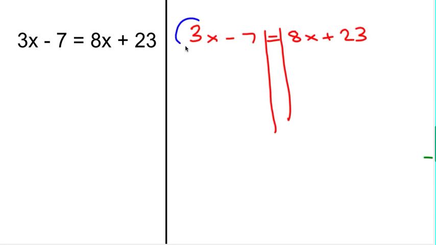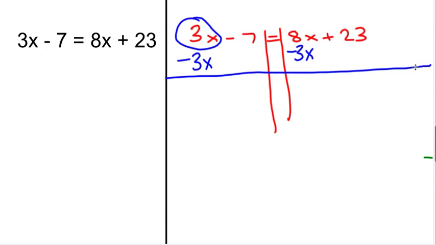I notice this 3x over here, and I want to subtract it over here so I don't end up with a negative variable. So I'm going to subtract the 3x and subtract the 3x. Would it matter if you subtracted 8x first? No. What if I added 7 first? That's fine. You will get the same answer, and go ahead and try that. Try doing it a different way and come back and see if you get the same answer I do.